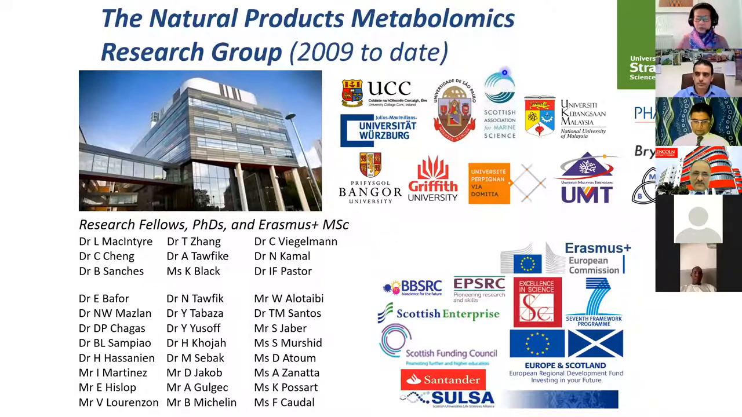So the Natural Products Metabolomics Group was founded in 2009, just after I moved to the University of Strathclyde. To date, we have had 18 PhDs graduate from the group, with the help of 9 research fellows. NPMG is still very much alive in research these days. Of course, we owe this to our collaboration with different universities, not only in Europe but globally.